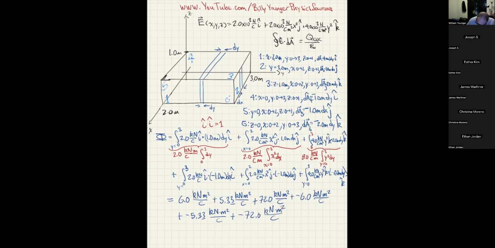I don't like how that 0 turned out. It looked too much like a 6 in my writing. So I'm going to change that to a 0. And this is a kilonewton meter squared per coulomb. So you ultimately see that the flux is 0, which is what we expected because there was no charge in there.